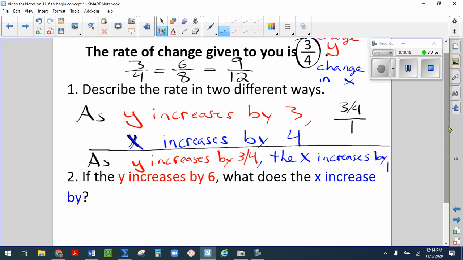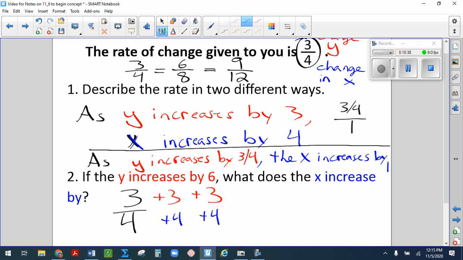This one says if y increases by 6, I'm looking at number 2 now, my rate is 3/4. If y increases by 6, so the y value's got to go up 3, up 3. That's a total of 6. What does the x increase by? Well, plus 4 plus 4. So x increases by 8. So if the y goes up by 6, the x goes up by 8.